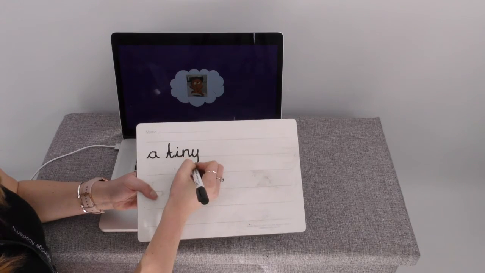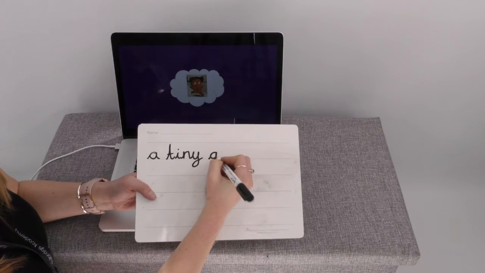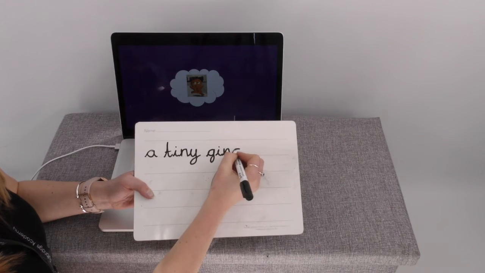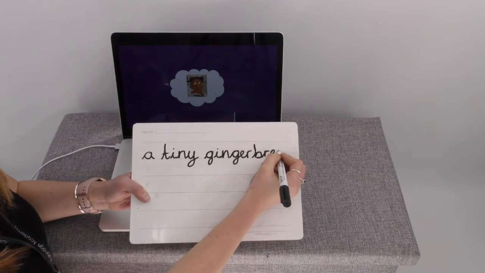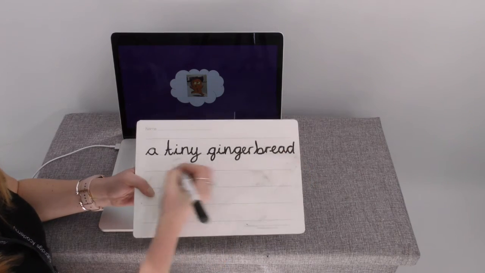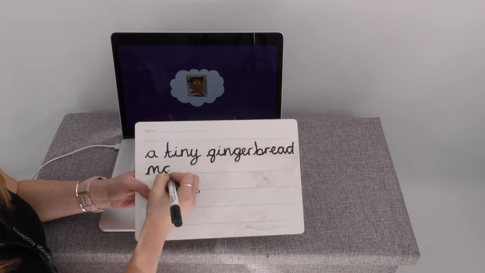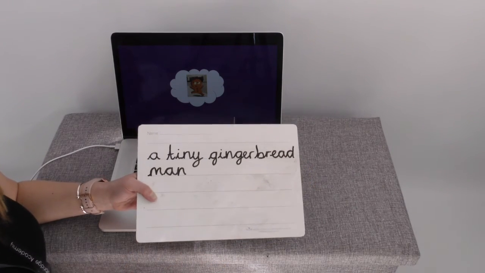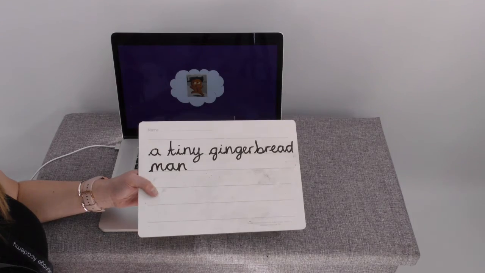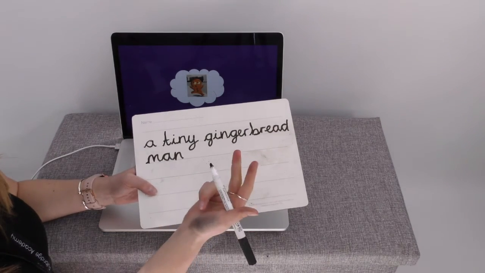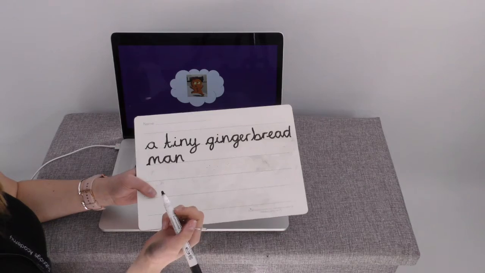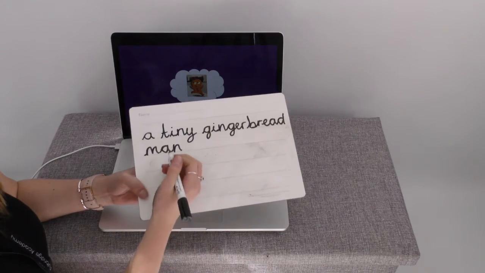A tiny gingerbread man. Maybe my next one, I think I'm going to do a cute gingerbread man. So I'm just going to have one adjective in that as well.